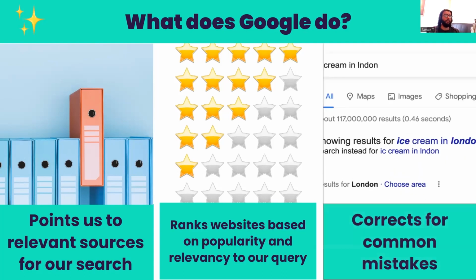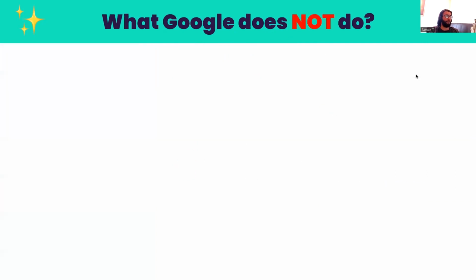And it also corrects for common mistakes. So if you have a little typo when you search something in Google, it usually has a little correction up there saying, hey, I think you meant this other thing. And I've brought the results that are relevant to that thing that I think you meant to type. So it does little corrections to make our life easier.